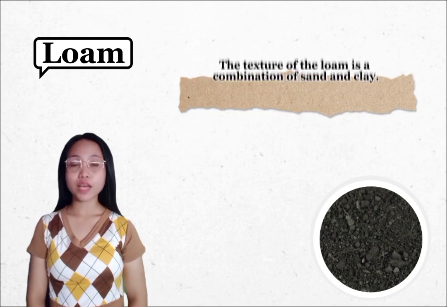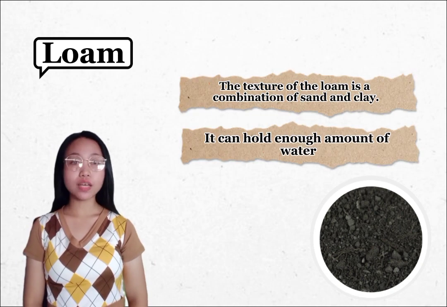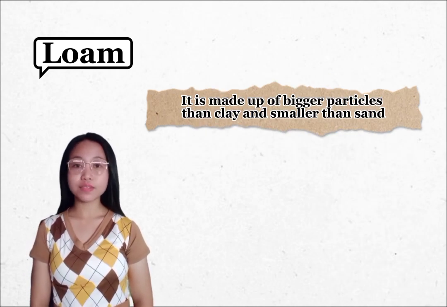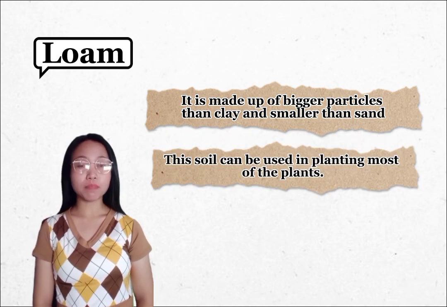Loam. The texture of the loam is a combination of sand and clay. It can hold enough amount of water. It is made up of bigger particles than clay and smaller than sand. This soil can be used in planting most of the plants.